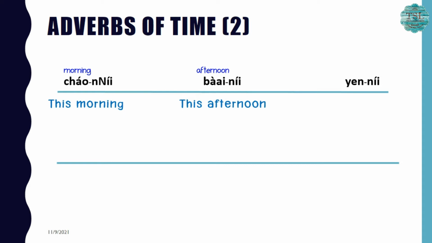Actually, as I told you before, เย็น has several meanings, but in this case, it means evening. So เย็นนี้ means this evening. The next one is ตอนนี้. ตอน means when, for statement sentences. So ตอนนี้ means now or this moment.